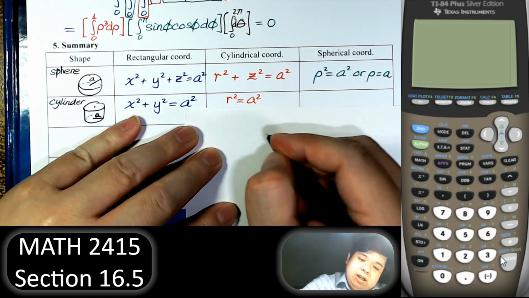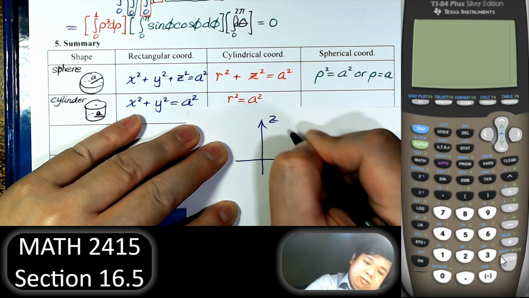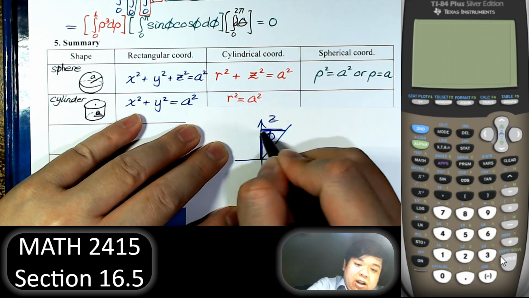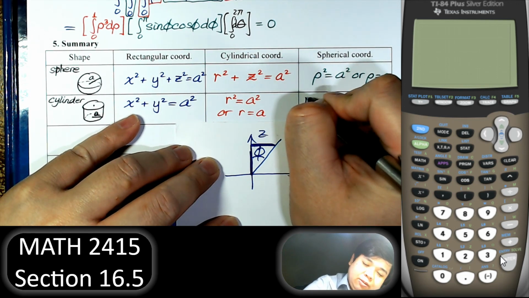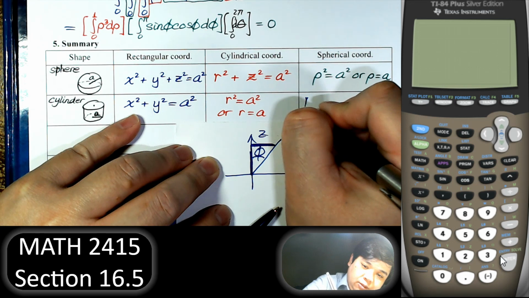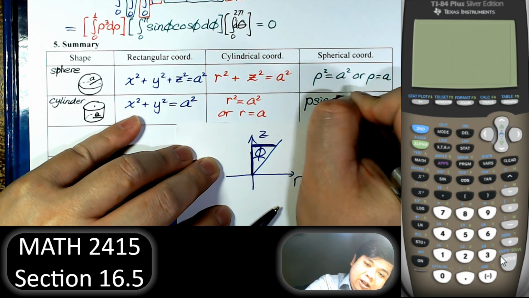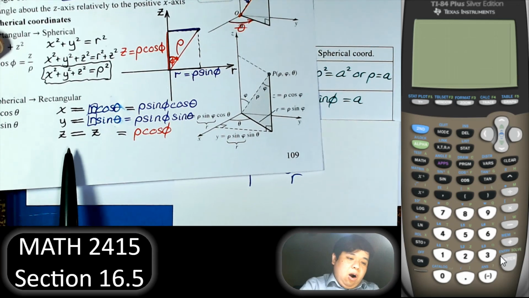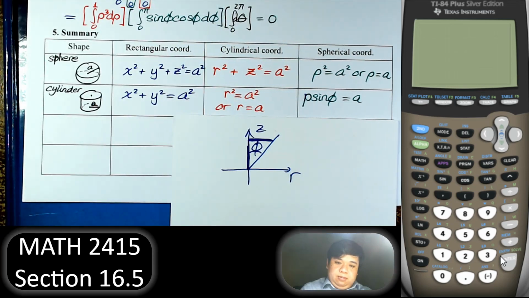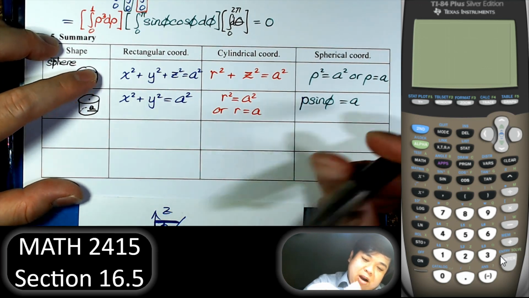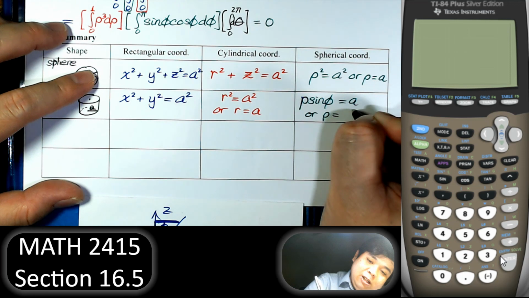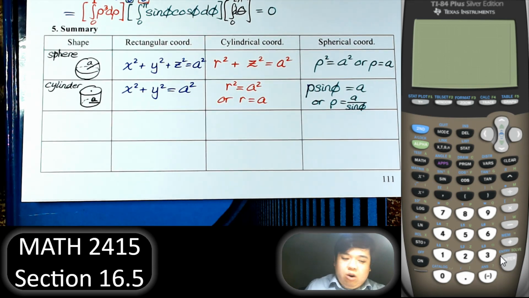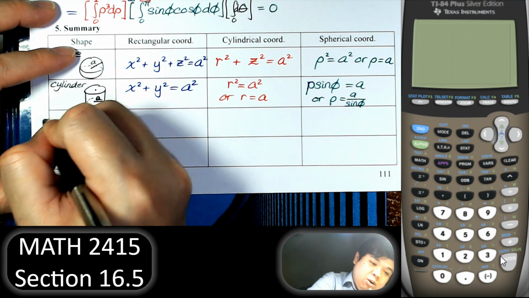So z is adjacent to the angle phi, and r is opposite to it, so r is rho sine of phi, equal to a, right? R is equal to rho sine phi. And so we write it like that, or we can divide by sine phi, so rho equals a over sine of phi. What next? Let's talk about a cone, like the inverted cone.